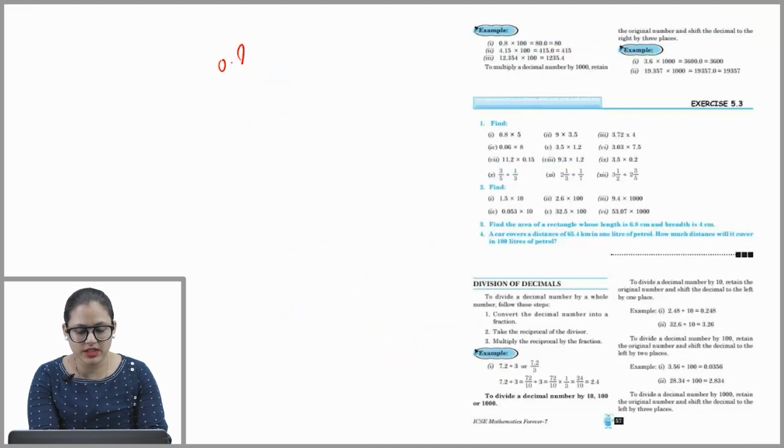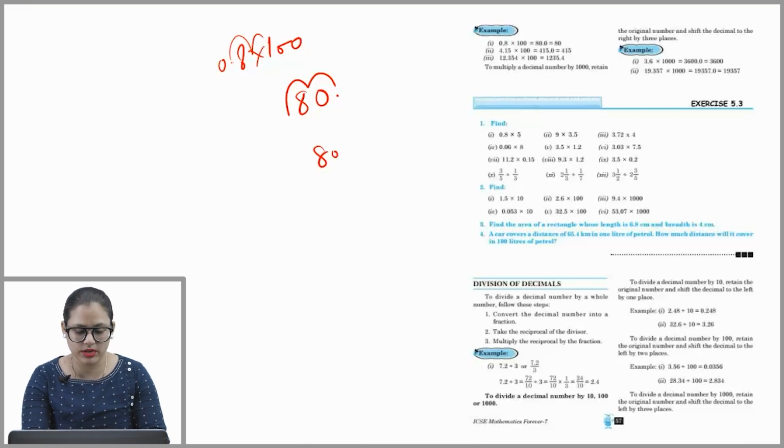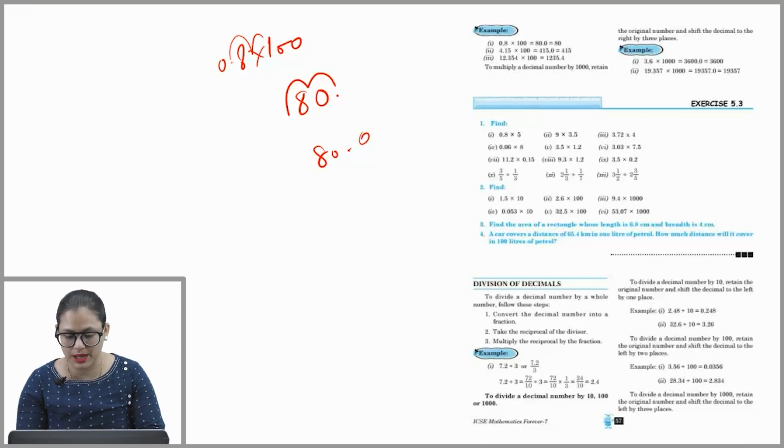Example is 0.8 into 100. We will retain the original number. Now we have to shift this decimal 2 places to the right. So 1, 2. The decimal was here, so 1, 2, that means here. So 80, or 80.0. To multiply a decimal number by 1000, retain the original number and shift the decimal to the right by 3 places.